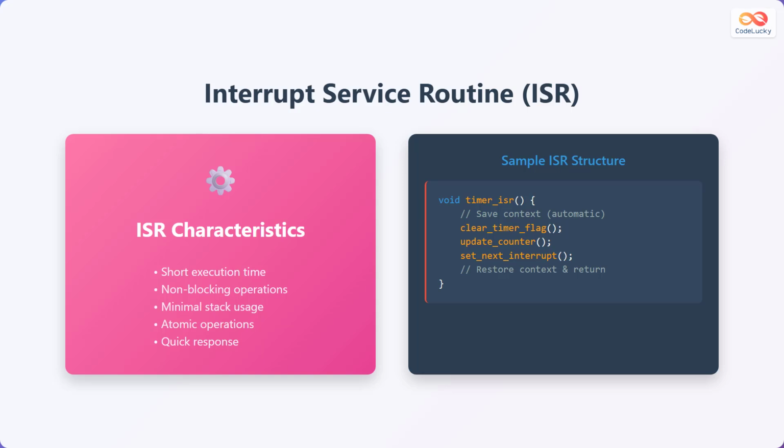An interrupt service routine, also known as ISR, exhibits several key characteristics including short execution time, non-blocking operations, minimal stack usage, atomic operations, and a quick response. This code block is the example of the timer interrupt service routine. It clears the timer flag, updates the counter, and sets the next interrupt before restoring the context and returning.